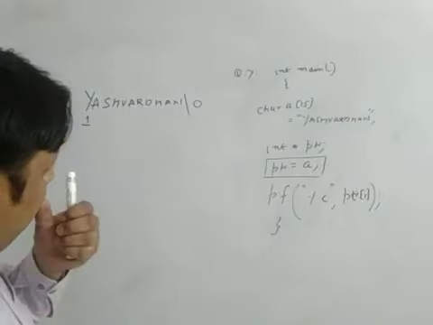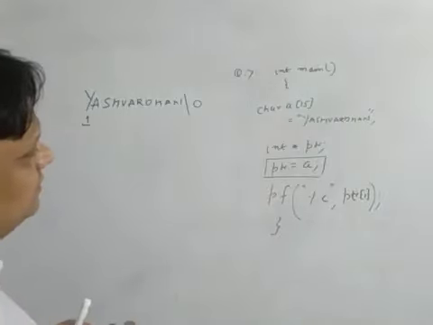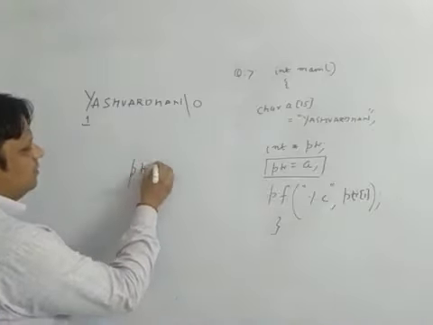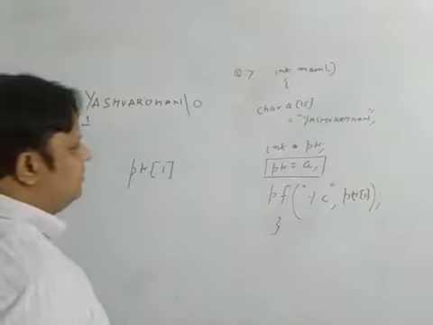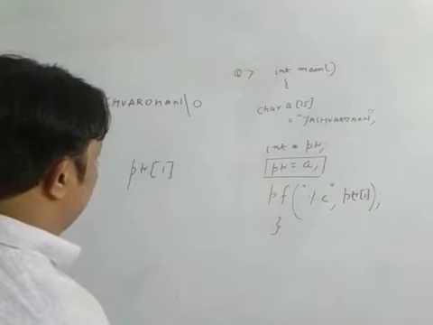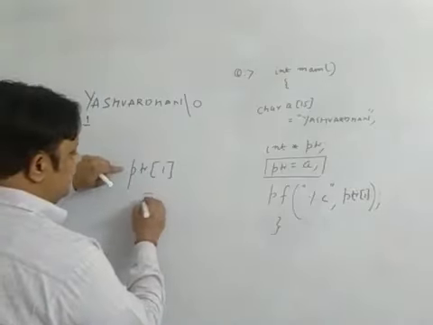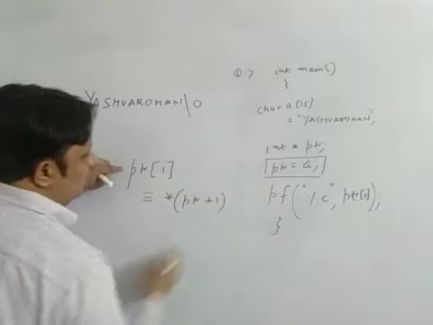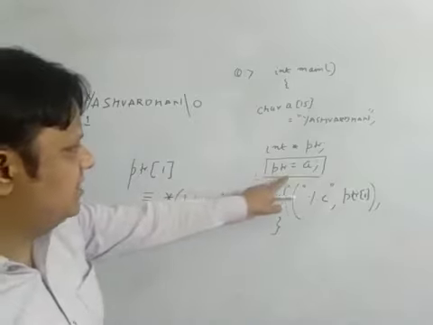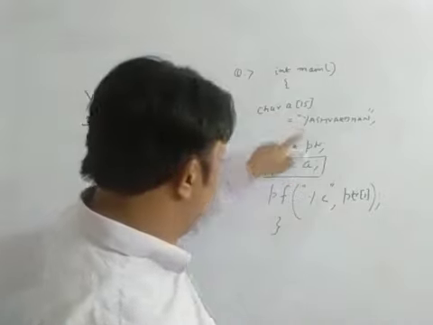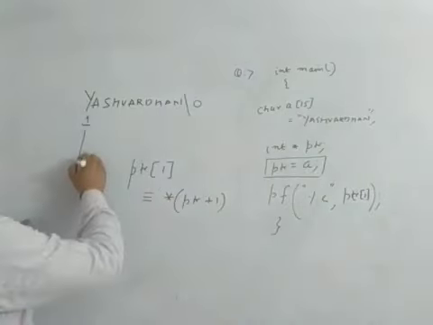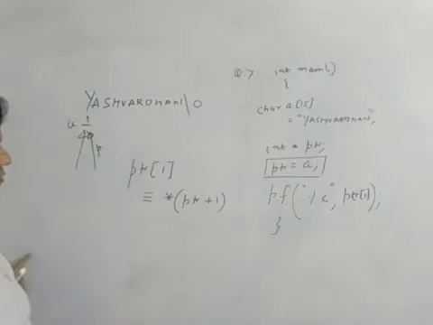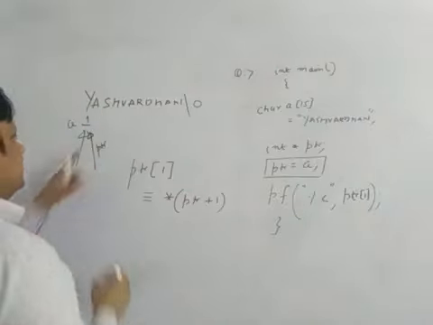So what will happen when you compile this? We are printing star of ptr plus 1. This is equivalent to star of ptr plus 1. Since the name of an array means the base address of the 0th element of the array, this is A, and ptr is also containing A.